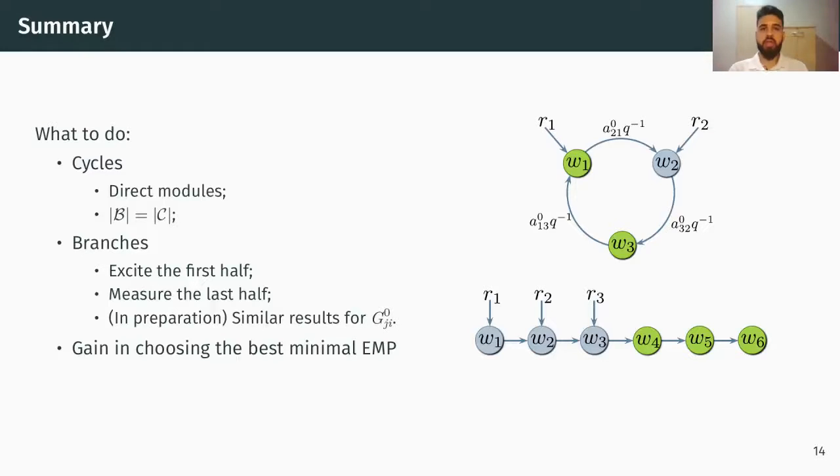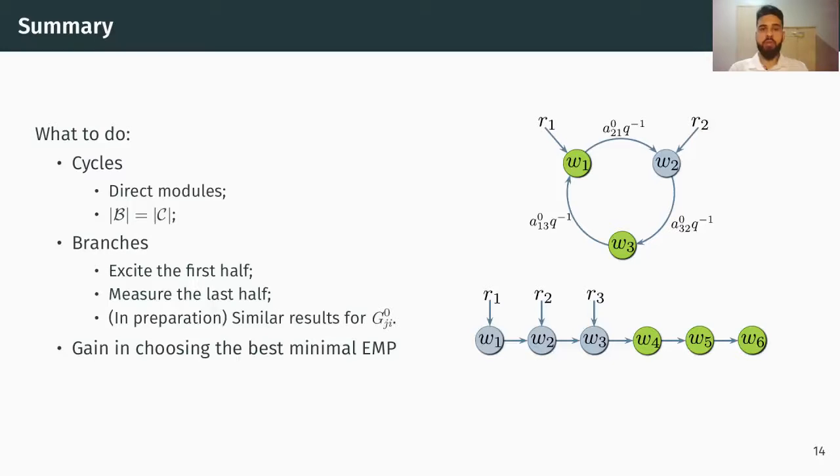For branches, we have results that indicate that the results presented here are valid even when the modules are rational transfer functions. A crucial aspect that we have observed for both topologies is the huge difference in the magnitude of the variance obtained by the best EMP compared to the worst EMP. Finally, we have seen that there is a considerable gain in the precision by choosing the best minimum EMP alone.